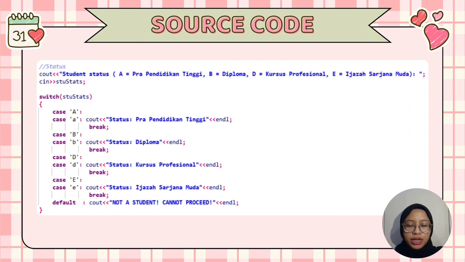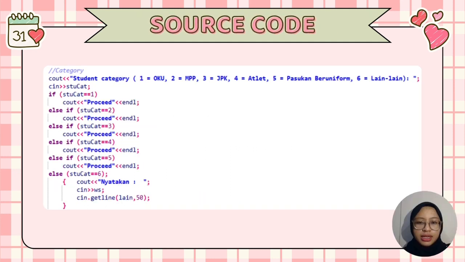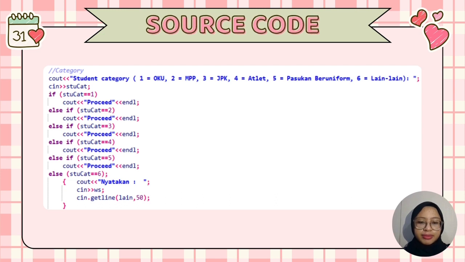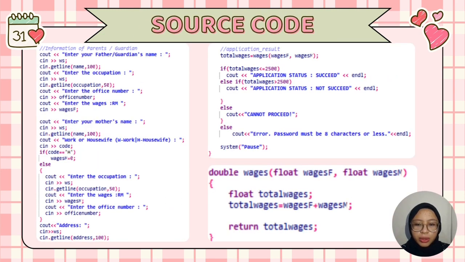As for the course code, the user need to clarify their student status, whether they are student for Prapendidikan Tinggi, diploma, kursus profesional or ijazah sarjana muda. If they are not student of these 4 selections, they cannot proceed to the next step. Same as the step before, the user need to choose their student category before proceed to the next step. The last and the most important thing, the user need to fill in the information regarding their parents or guardian.